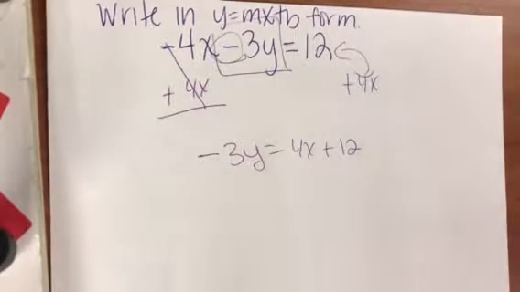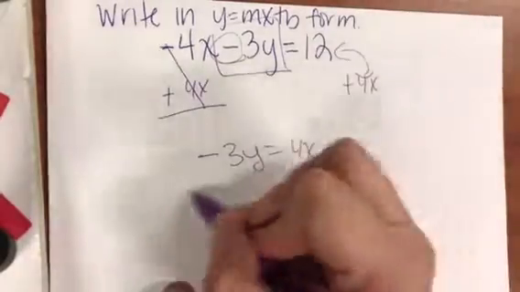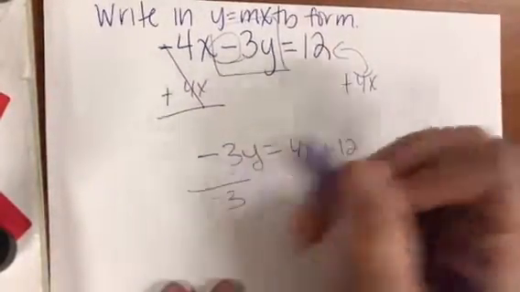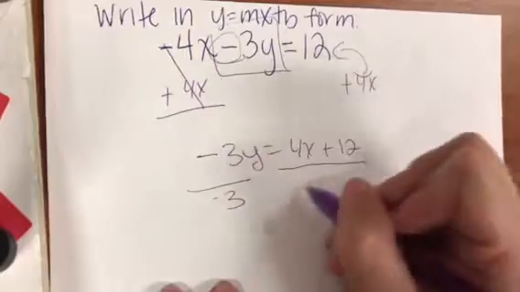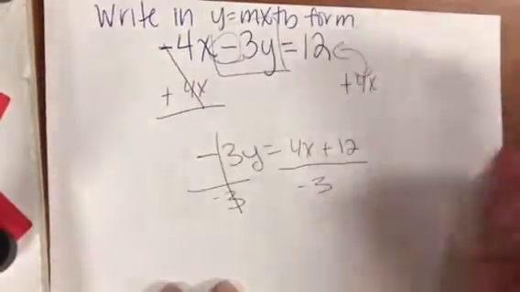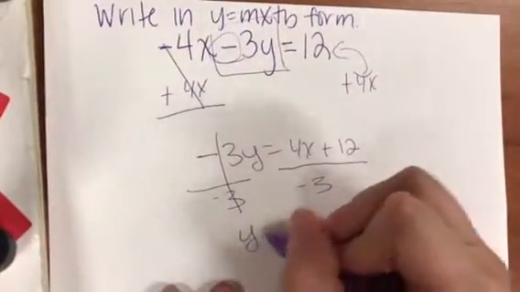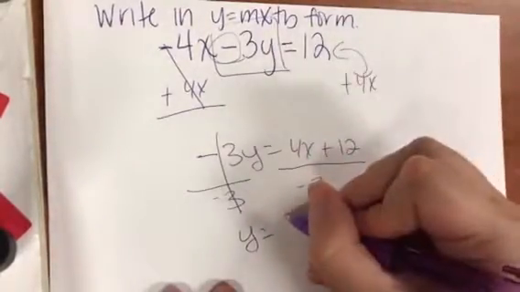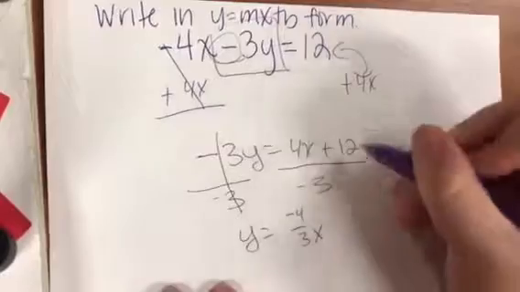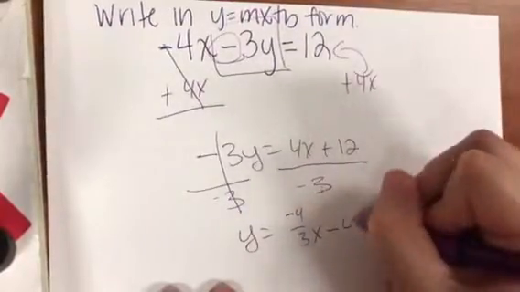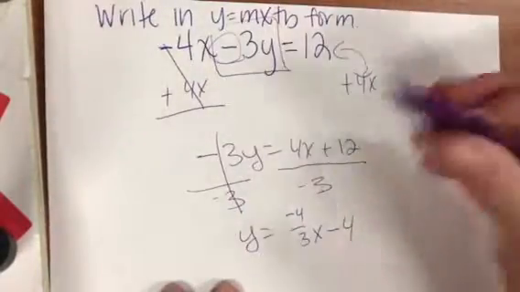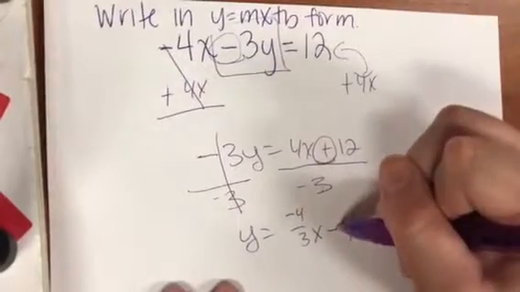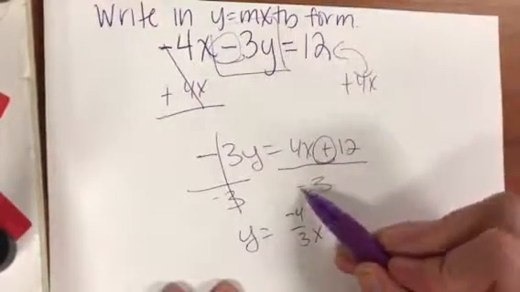Now I need y to be singular, so I'm going to divide by negative 3. Yes, that negative is attached. Divide everything here by negative 3. That negative 3 cancels out to a 1. Y equals, this 4 divided by the negative 3 is negative 4 over 3 x. The 12 divided by the negative 3 is minus 4. Now, a lot of you guys say, but this is a plus here. Why did you change it to a minus? All I did was take that and divide here.